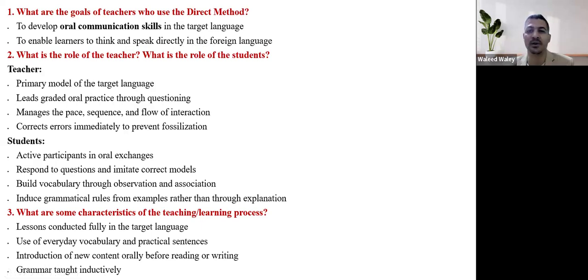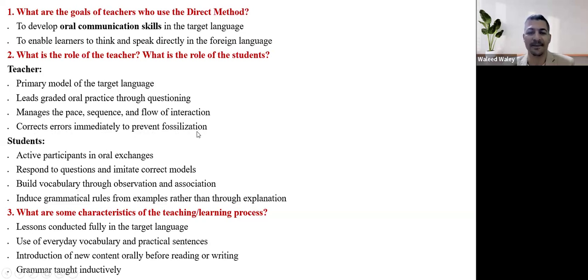What is the meaning of this? Can you give me the name of this picture? What does it mean? And so on. He manages the pace, sequence, and flow of interaction between the teacher and the students, and vice versa. And he corrects errors immediately to prevent fossilization. I'll explain this word later, inshallah. Fossilization means that whatever you learn and repeat, you cannot correct the mistake you have.